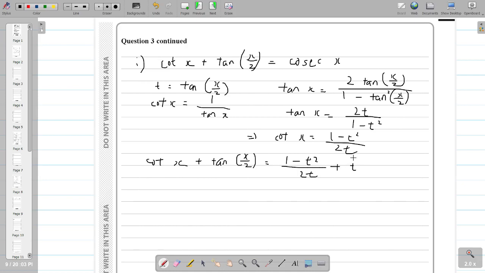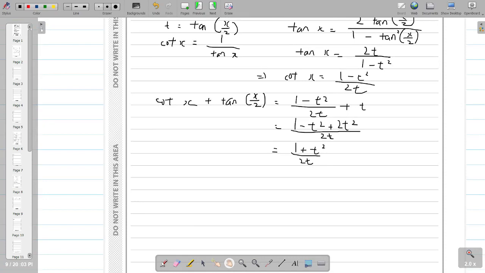So we're going to try and combine these into one fraction. So we're going to get 1 minus t squared plus, well, we just have to multiply this by 2t, so we get 2t squared over 2t. All right, so let's simplify this. We get 1 minus t squared plus 2t squared, which is 1 plus t squared over 2t.